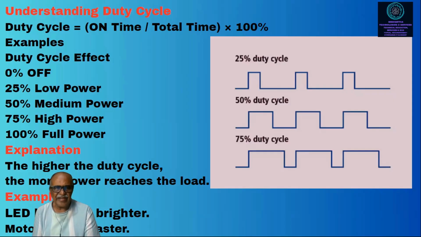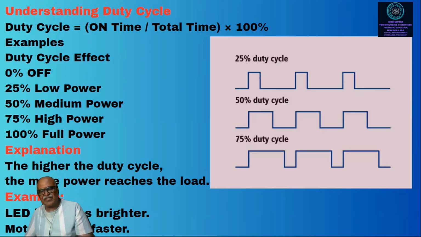Just take an example. 0% means it is off. 25%, as you can see on the screen, is low power, because the time it will be switched on is less. The on time on the top will be less. If it is 50%, we call it medium power, because the time has increased. And 100% means it will be continuously on.